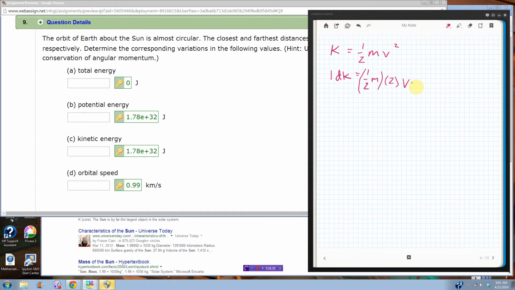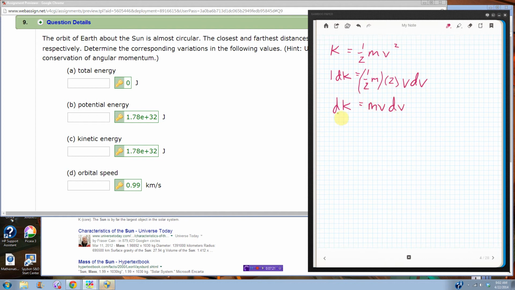And then to indicate what I was taking the derivative of, I put dv, where d means derivative of whatever I was doing. Okay, that was probably very confusing. I'm going to rewrite this with simplifications. The 2's cancel here, so I end up with mv dv.